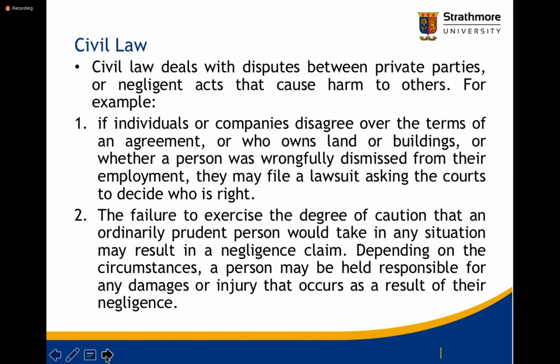If individuals or companies disagree over the terms of an agreement, or who owns land or buildings, or whether a person was wrongfully dismissed from employment, they may file a lawsuit asking the court to decide who is right. These are just examples. The failure to exercise the degree of caution that an ordinary prudent person would take in any situation may result in a negligence claim. Depending on the circumstances, a person may be held responsible for any damage or injury that occurs as a result of their negligence.